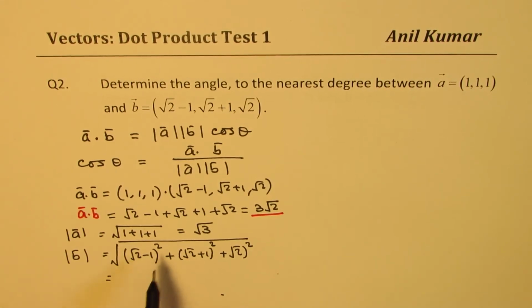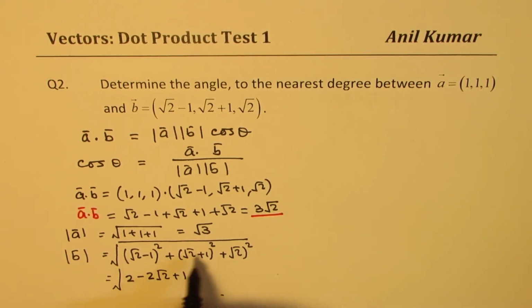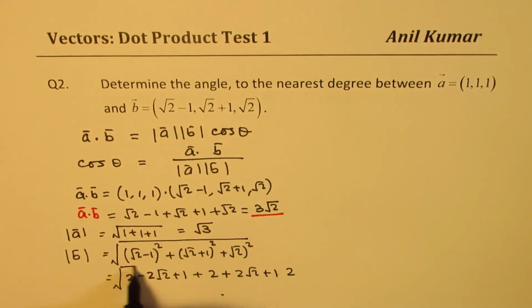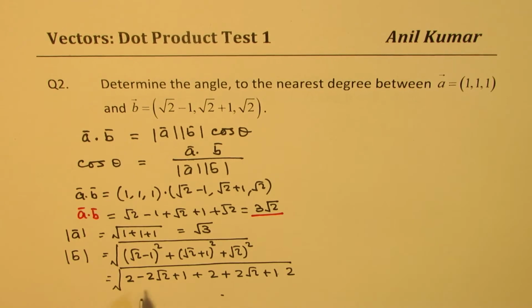Now this part is slightly tricky. So when you expand this, we get 2 minus 2 times square root 2 plus 1. And here when you expand, you get again 2 plus 2 square root 2 plus 1, and this gives you 2, right? So that is all you get within the square root.